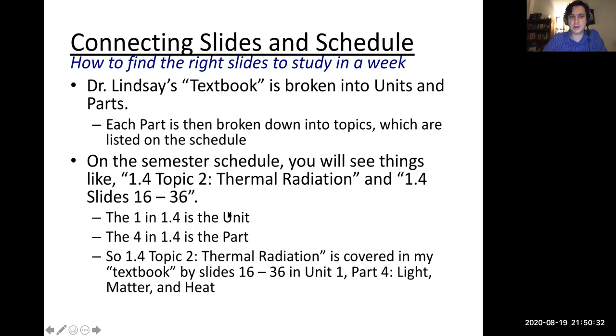So the 1 is the unit, the 4 in 1.4 is the part. So 1.4 refers to Unit 1, Part 4. That in my textbook would be Unit 1, Part 4, Light, Matter, and Heat. So when you see that you are going to be covering 1.4, Topic 2, Thermal Radiation, thermal radiation is the topic in that part. And the slides that you need to look over are slides 16 through 36 in the Unit 1, Part 4, Light, Matter, and Heat.